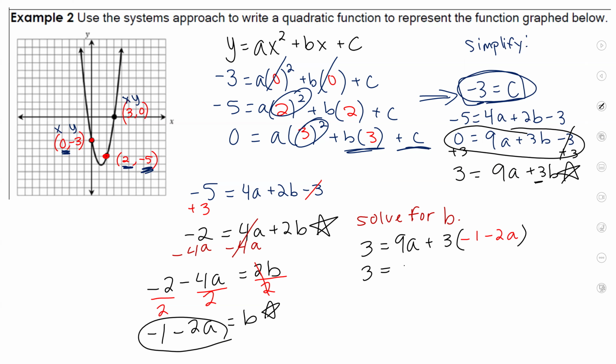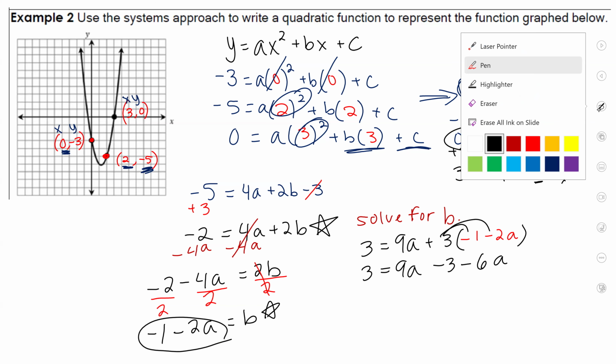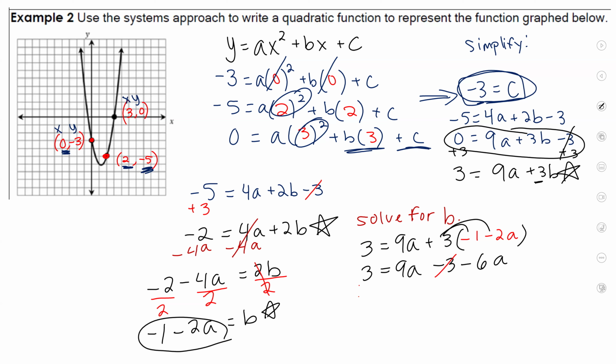3 equals 9a minus 3 minus 6a. I can move this 3 over, so add 3. This becomes 6 equals 9a minus 6a. 9a minus 6a is 3a. And then we divide both sides by 3. So a is 2.